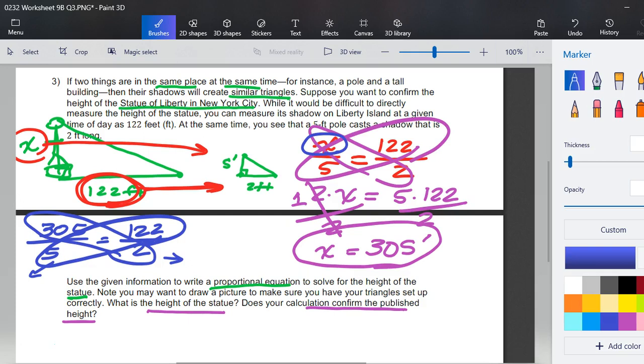In other words, we can go back and do our 305 times 2, and we get 610. And we can take our 122 times 5, and we get 610. And with these being equal, it tells us that we most likely have a correct answer. Again, there could be some errors, but being able to plug this back into our proportion is a good way to double check our answer.